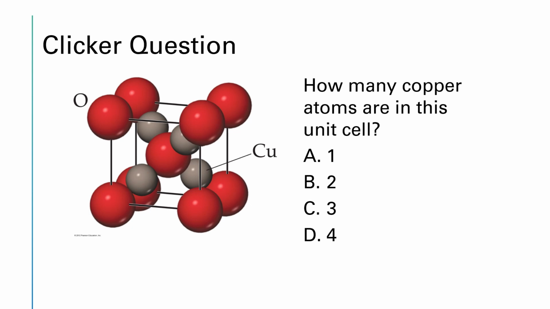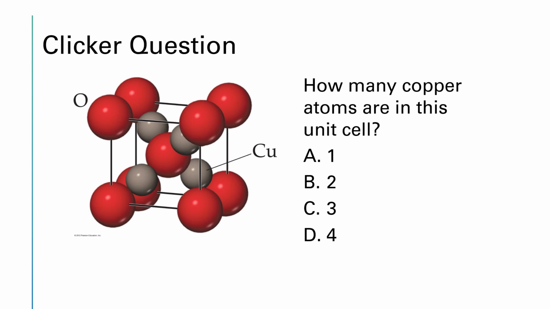Let's see if we can figure out what the empirical formula of this compound is from this unit cell. Notice in this unit cell we have a mixture of copper and oxygen atoms. The oxygen atoms are the red ones and the copper atoms are the brown ones. So this first question is asking us how many copper atoms are in this unit cell.